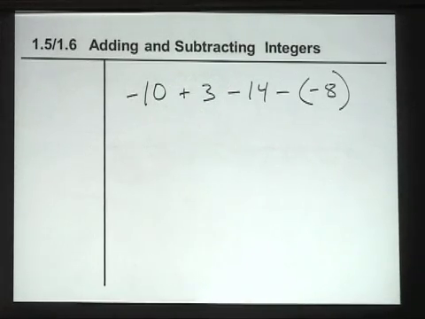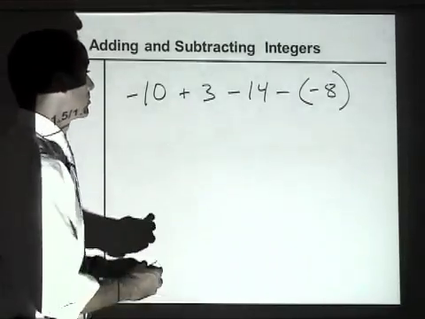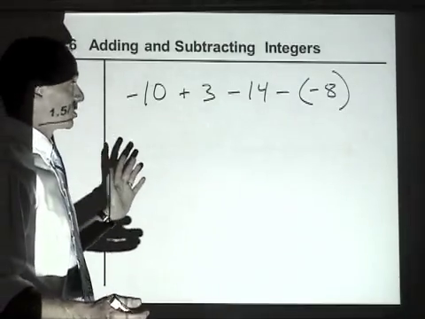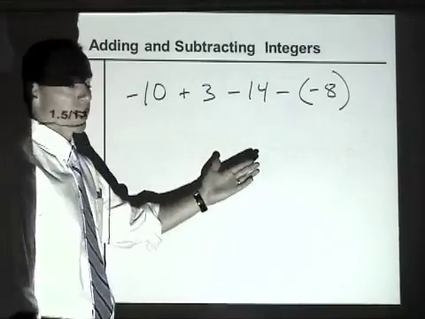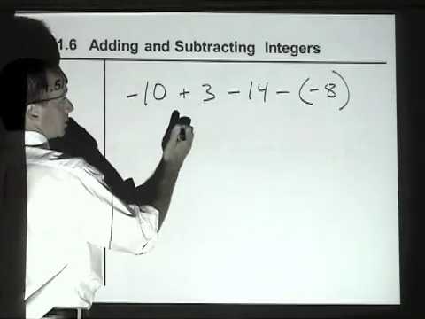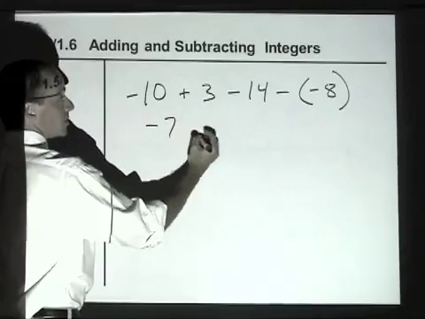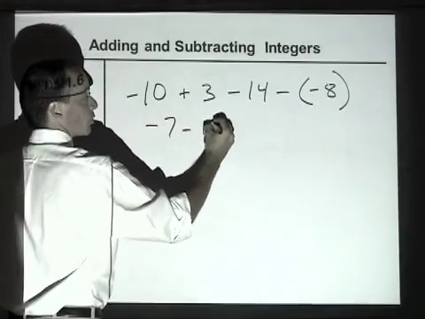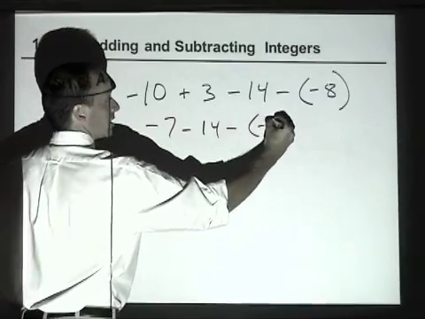Go ahead and try to simplify this expression. Negative 10 plus 3 minus 14 minus negative 8. If you need to draw a number line, go ahead and do it. We're going to start going left to right. There are no parentheses that need to be simplified. There are no exponents. There's no multiplication and division. This is just adding and subtracting. Negative 10 plus 3 is negative 7. Then I'm going to bring down everything else. Minus 14 minus parentheses negative 8.